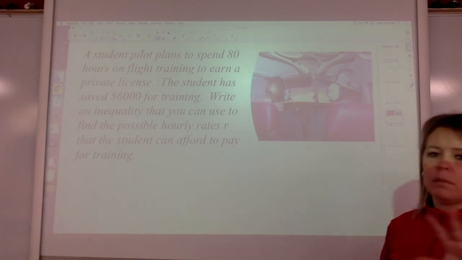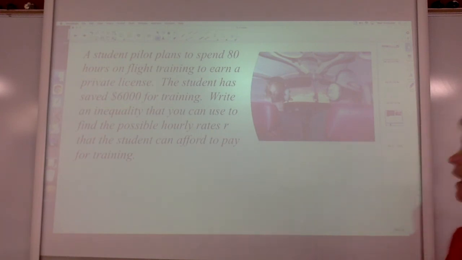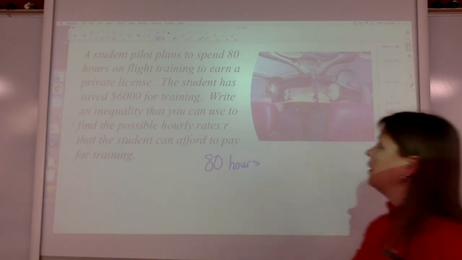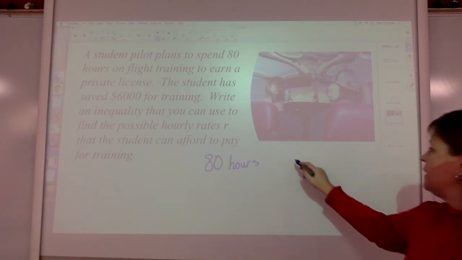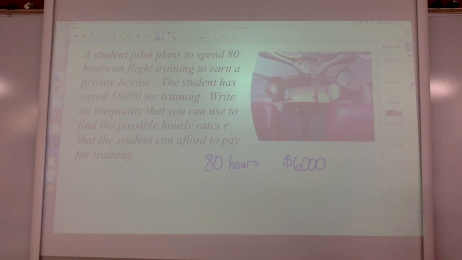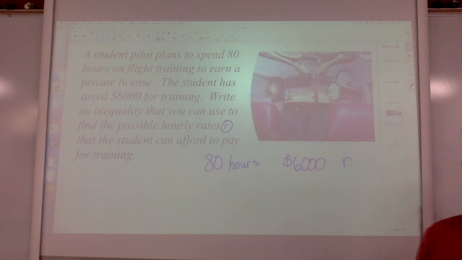A student pilot, don't write this whole thing down, only write down the important information, plans to spend 80 hours, that's important, on flight training to earn a private license. The student has saved $6,000, holy cow, for training. Write an inequality, meaning you have to write the expression first with the inequality, not just the answer, that you can use to find the possible hourly rates, and they want us to use r, that the student can afford to pay for training.